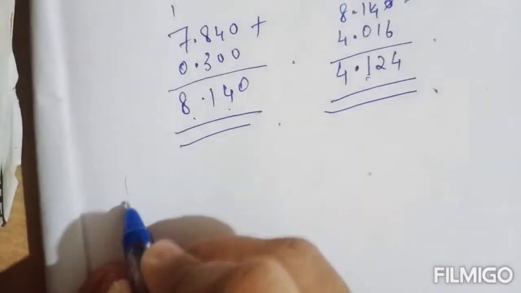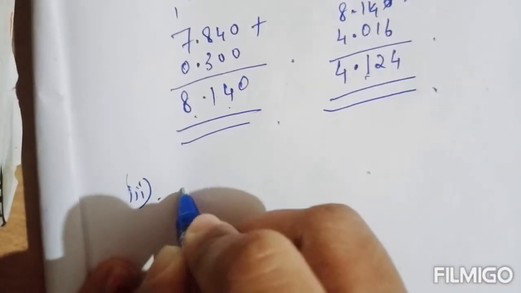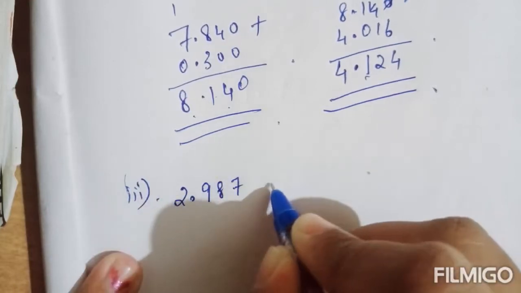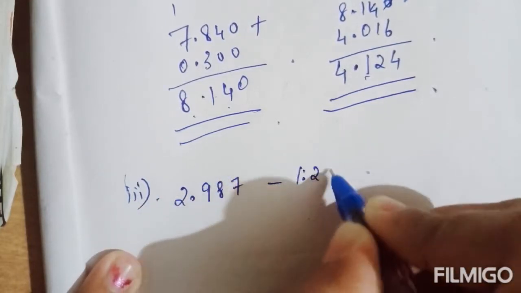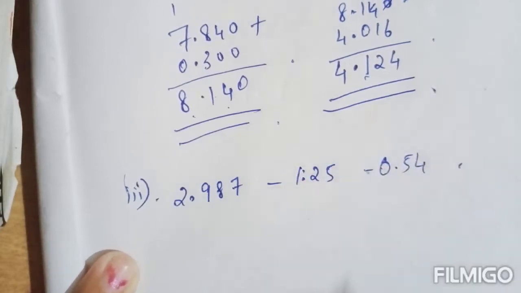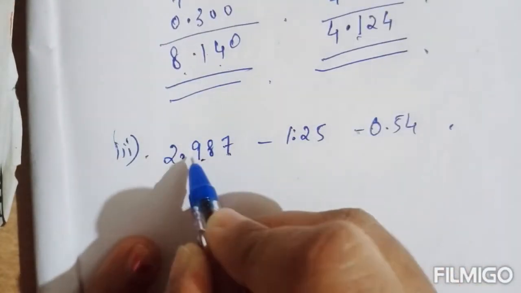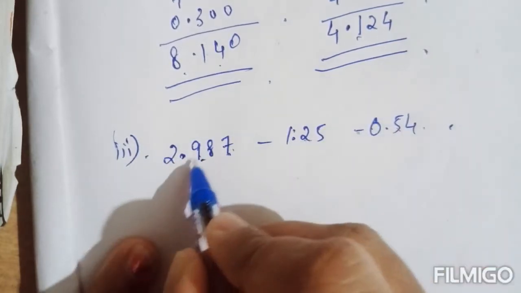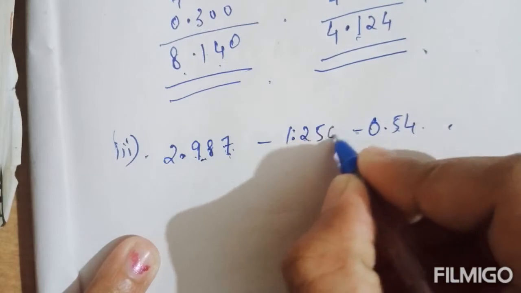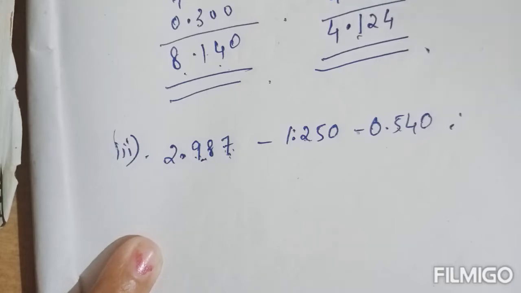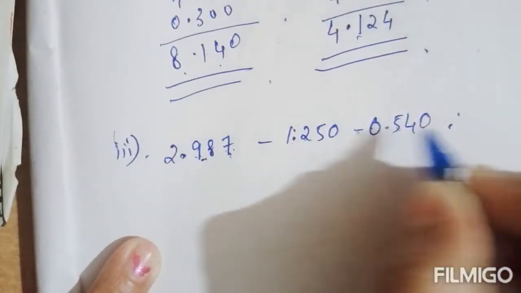Okay, now the third one, 2.987 minus 1.25 minus 0.54. Here 3 places are there after the decimal point, here 2 digits, here 2 digits. So the maximum is 3. So you can make the others also 3 decimal places. Okay, so 1.250, 0.540.